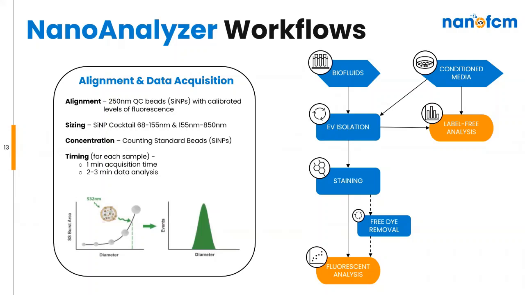So there is a huge amount of flexibility in the use of the NanoAnalyzer, with both label-free analysis and fluorescent labeling available from biofluids and conditioned media. If the staining procedure has been optimized, then often the removal of free dye is not always required for fluorescent analysis, making this a very quick workflow once optimized. The system is high throughput, with each sample only taking 1 minute to acquire and 2 to 3 minutes to analyze.